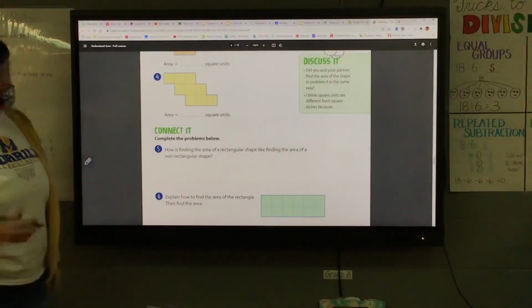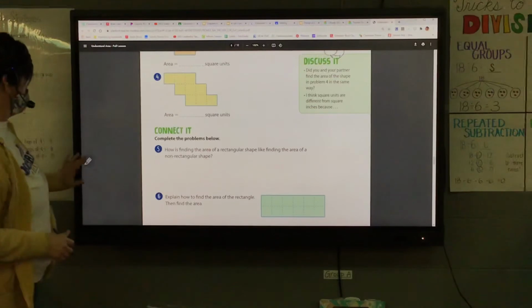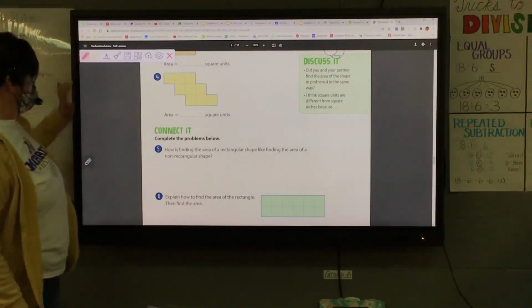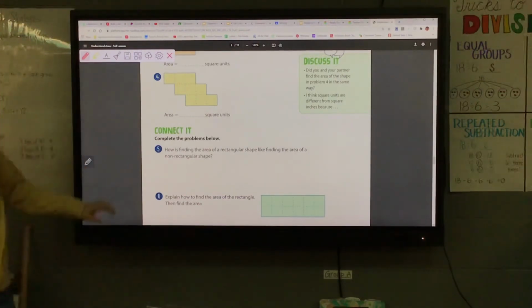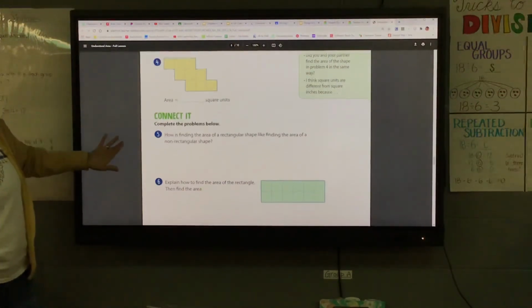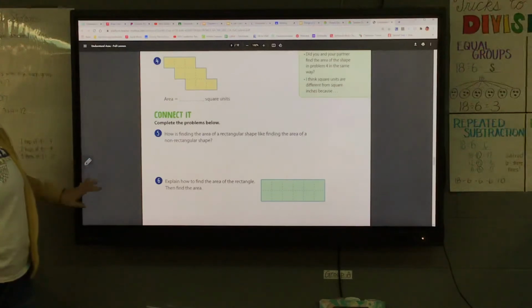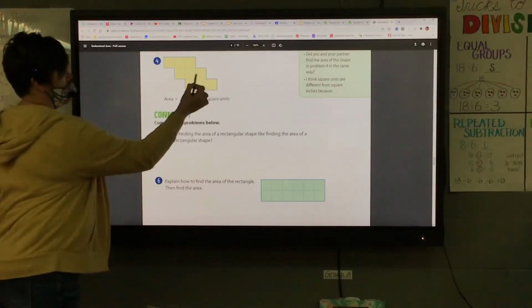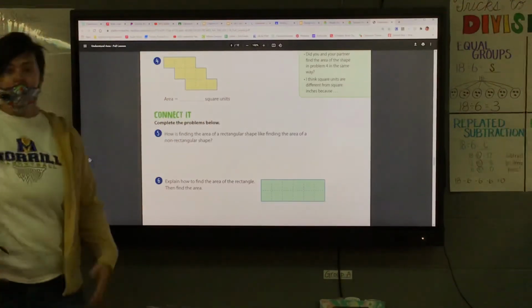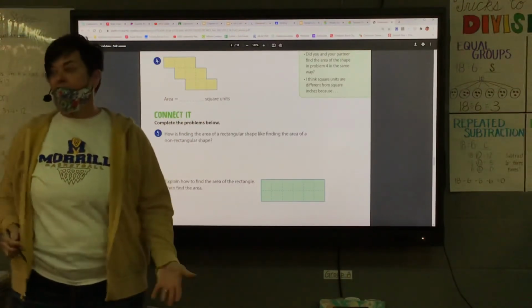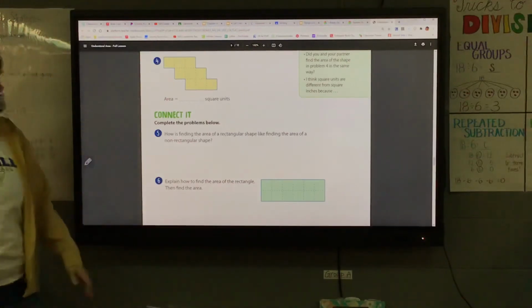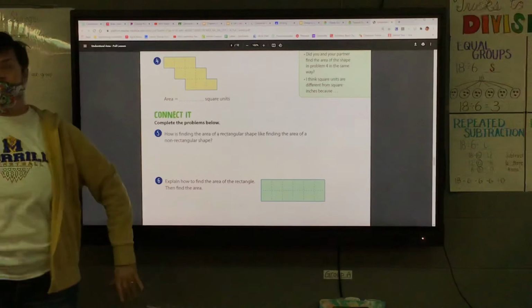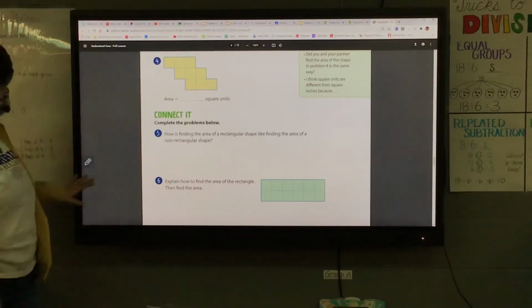Do the same thing for 4 on your own. Did you figure it out? 3, 6, 9. So the area equals 9 square units. The rulers aren't to play with. They're laying on your desk right now because we aren't using them. Thank you.